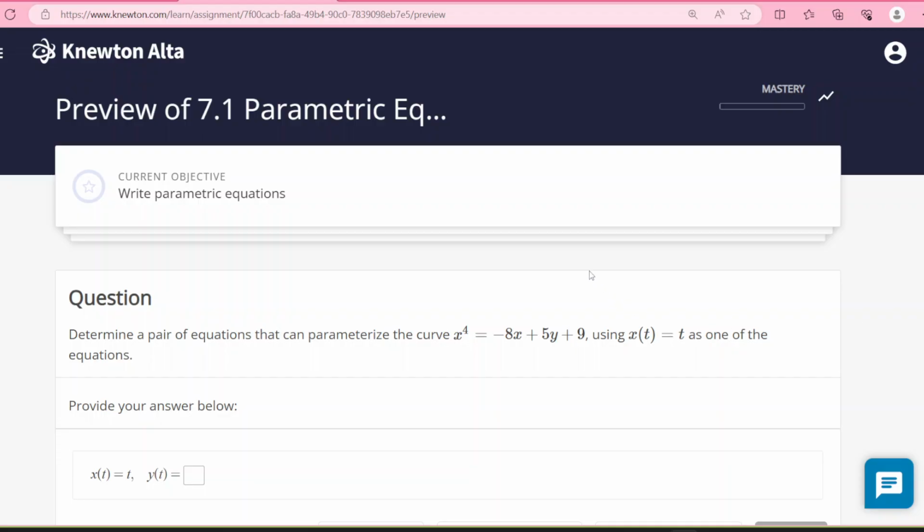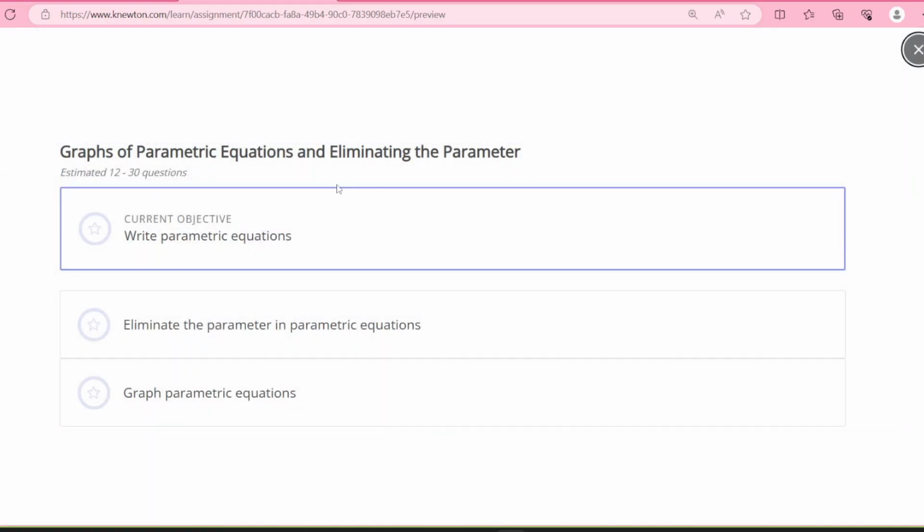Okay, so here's our Newton-Alta page. You have the title of the assignment in the upper left-hand corner. You will not see the word preview. You have the mastery bar in the upper right-hand corner, telling you how far along you've gotten. Next to that, an activity log, showing you how far along you've gotten in each individual objective. So it looks like for this assignment, there's one big objective, one big heading with 3 sub-objectives.